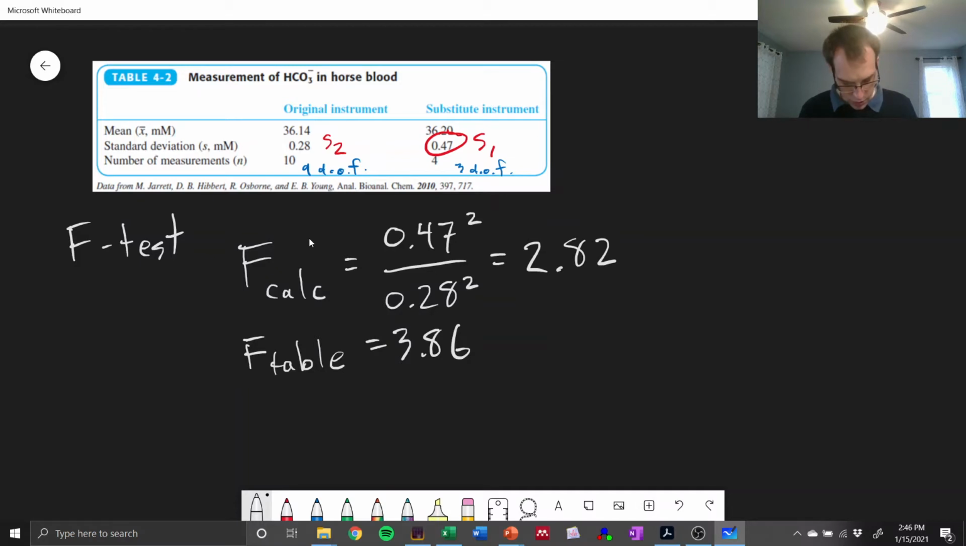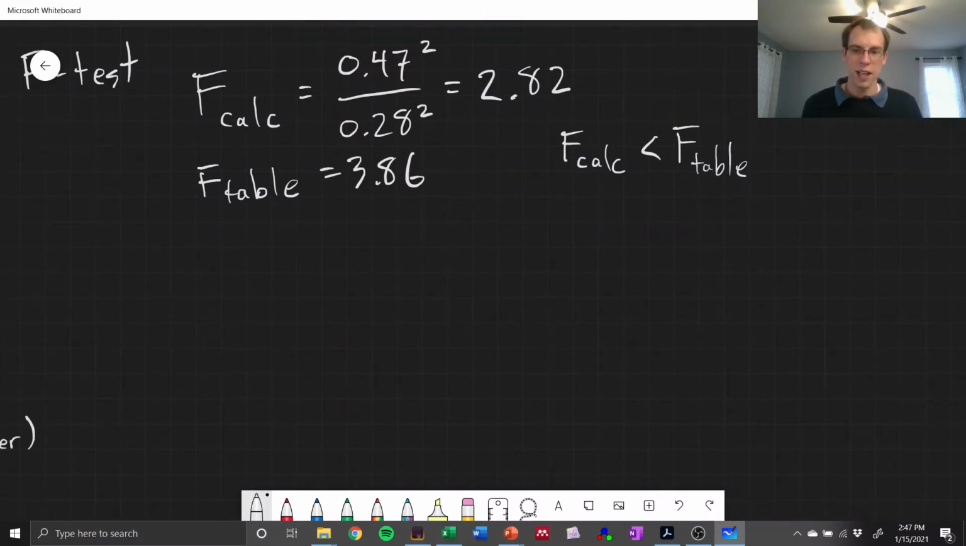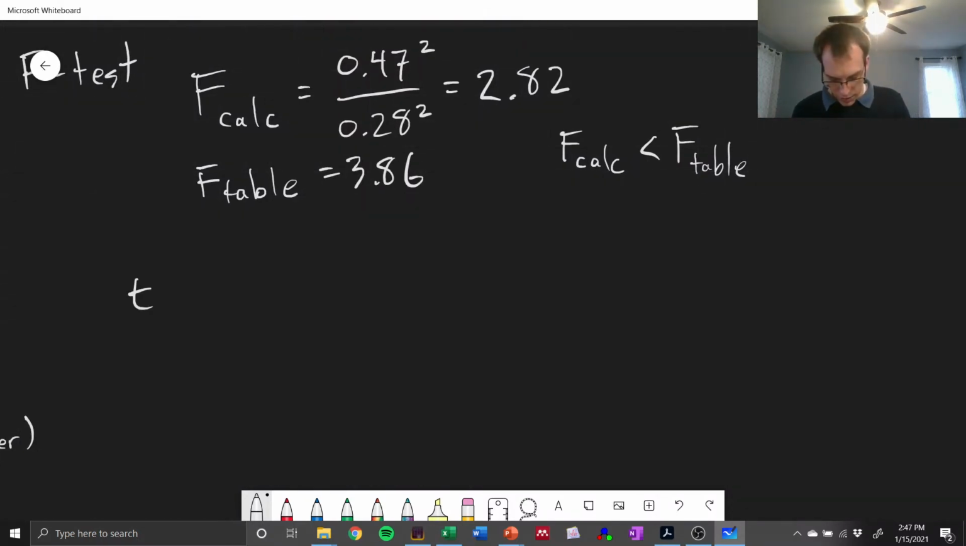Okay, so is F-calc greater than F-table? No. F-calc is less than F-table. So that means these standard deviations agree with each other at 95% confidence. Okay, so that means we get to use the first equation that we wrote out to do this comparison. Now we do our t-test, so we need to write down t-calc.